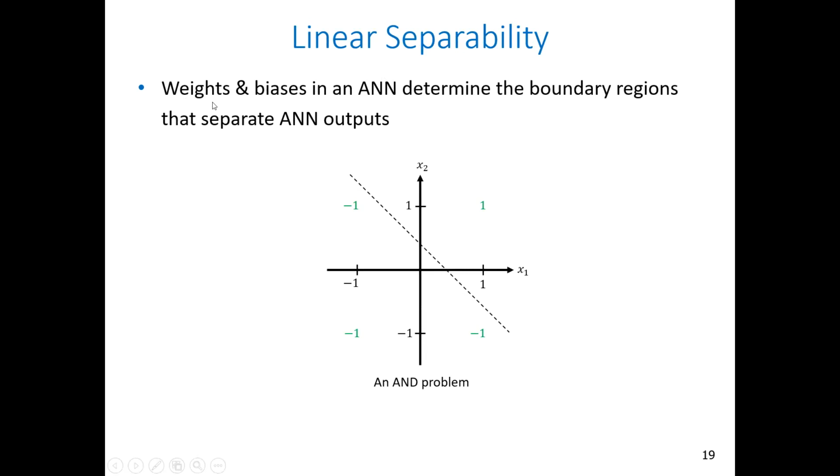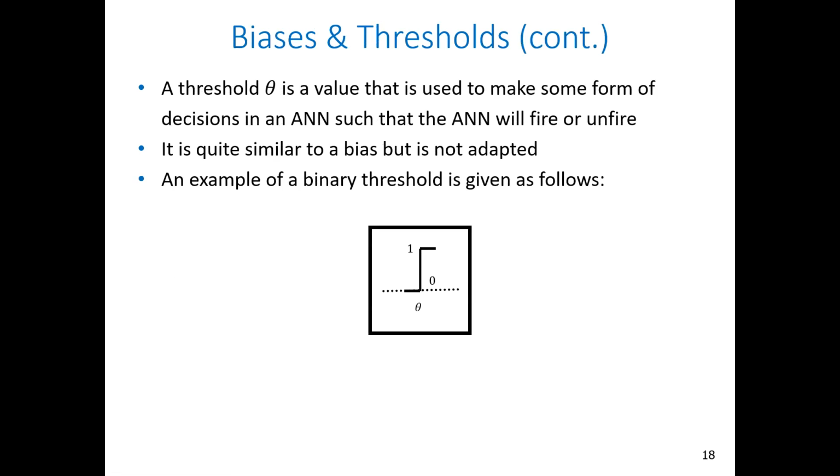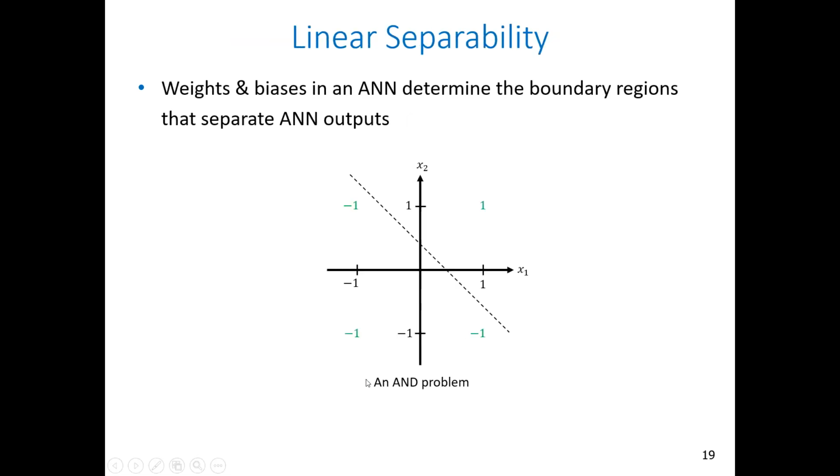So those weights and biases in an artificial neural network determine the boundary regions that separate artificial neural network outputs. So this is what we are really doing. This is what's happening inside a neuron. Imagine you have a neuron like this, with two inputs. If you are given the task to find what is bias, what is weight 1, what is weight 2, for an AND operation, right?